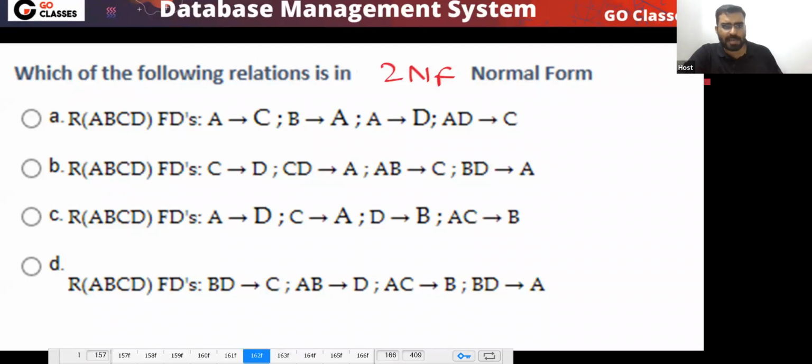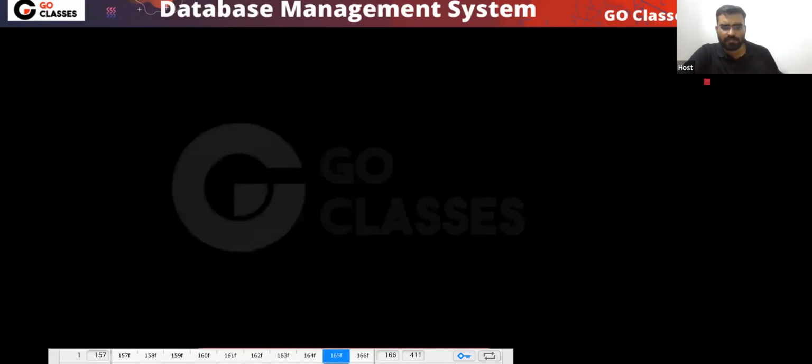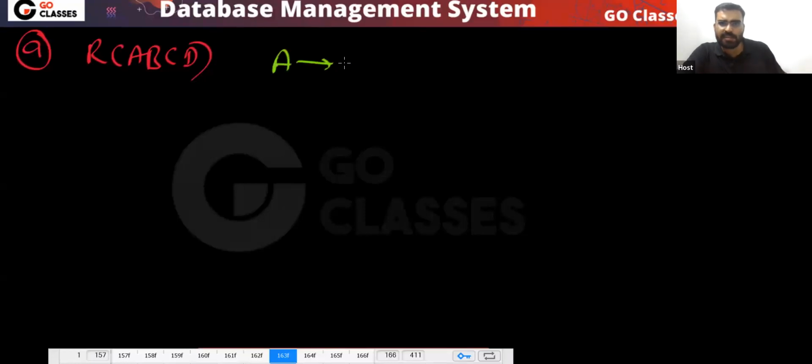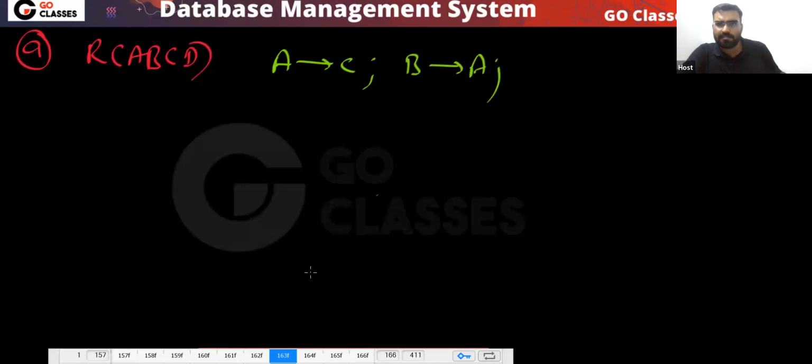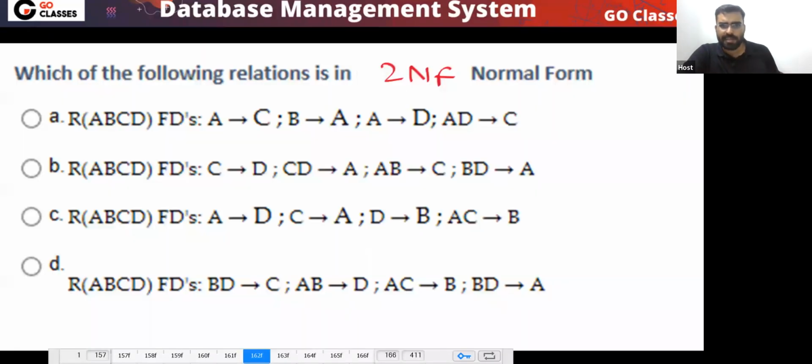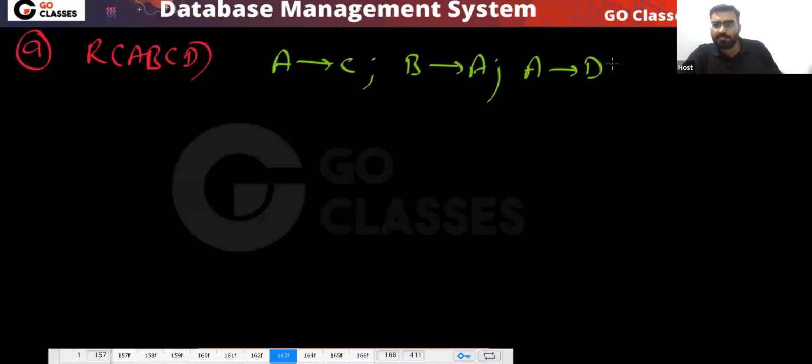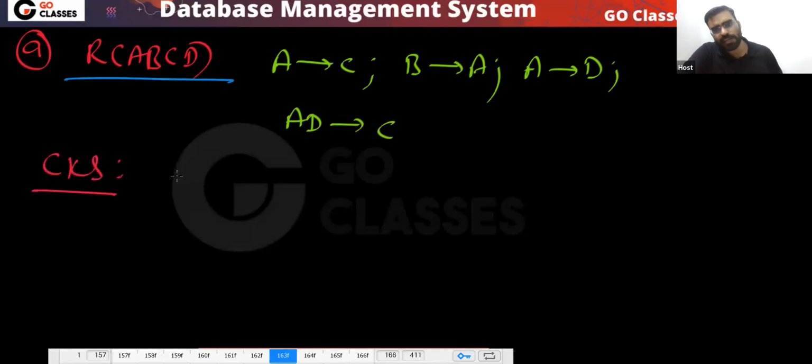Second normal form. Let's see example number 1, that is R(A, B, C, D). Now the FDs are given to you. The FDs are A determining C, B determining A, and A determining D, and AD determining C. First you find what the prime and non-prime attributes are. So first you find the candidate keys.